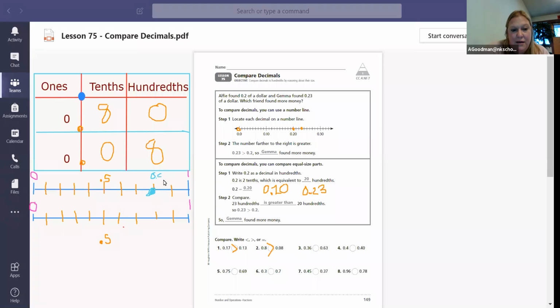0.8. And 0.08 would be before we even get to 0.1. It'd be like right here. So definitely 0.8 is bigger. It's like if you had 80 cents or 8 cents. So 80 cents is bigger.